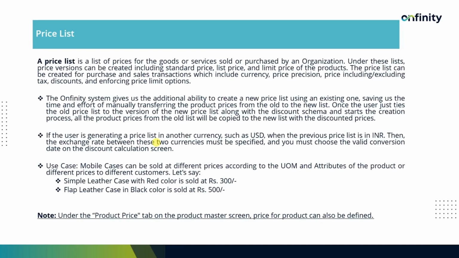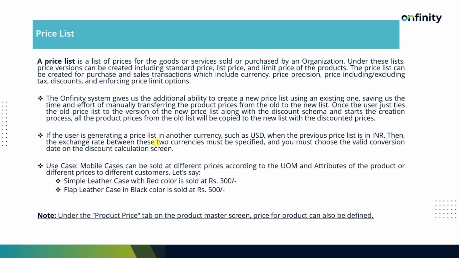Before we begin configuring anything in the system, it's important to understand the foundation of what we're working with. A price list is a list of prices for the goods or services sold or purchased by an organization. Under these lists, price versions can be created including standard price, which is the base price of the product, list price, which is the price shown to customers as MRP, and limit price, which is the minimum price allowed.